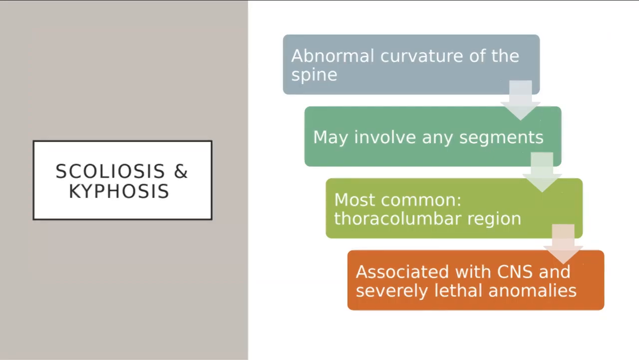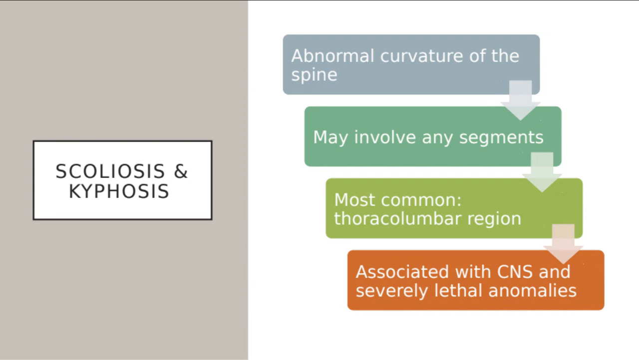Okay, moving into our spine. So scoliosis and kyphosis, we have all heard of scoliosis, right? That's when somebody has an abnormally curved spine. We can have the abnormal curvature, any sort of angulation of curvature of the spine. It could be in any segment, and it's still going to fall into that scoliosis category. Most patients who have scoliosis, it's going to occur where the thorax meets the lumbar portion of the spine, and it very rarely can be associated with cranial abnormalities and severe lethal anomalies. When we get into some skeletal fetal anomalies, we're going to learn about some lethal things that we really don't want to find on ultrasound.